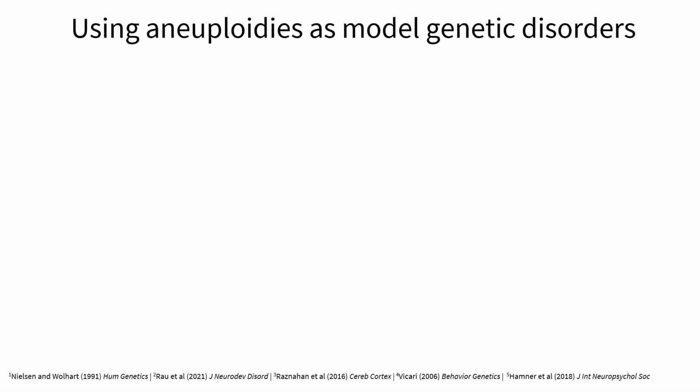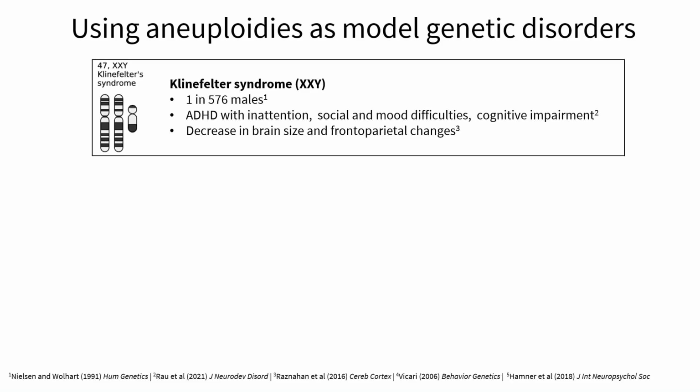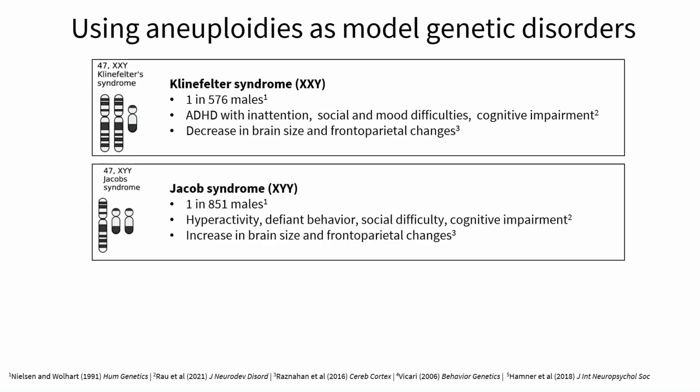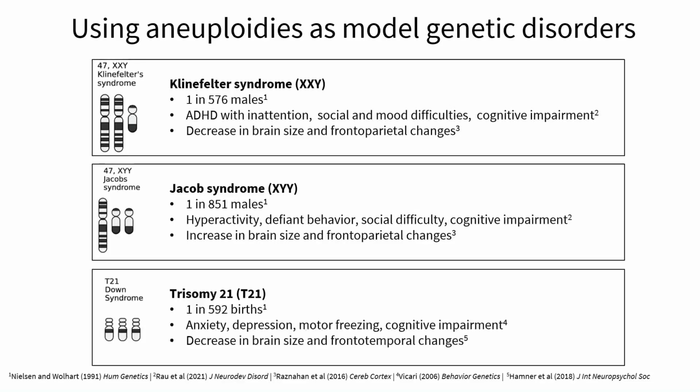And so we tackled this goal by turning to chromosomal aneuploidies, which involve carriage of an entire extra chromosome. And chromosomal aneuploidies have previously been shown to have large effect size changes on both anatomy and behavior. And so we specifically looked at Klinefelter syndrome, or XXY, in which males have an additional X chromosome, Jacobs syndrome, or XYY, where males have an additional Y chromosome, and finally Down syndrome, where individuals have a 3rd copy of the 21st chromosome.